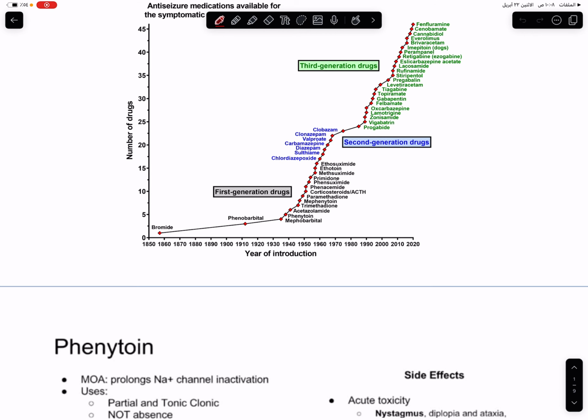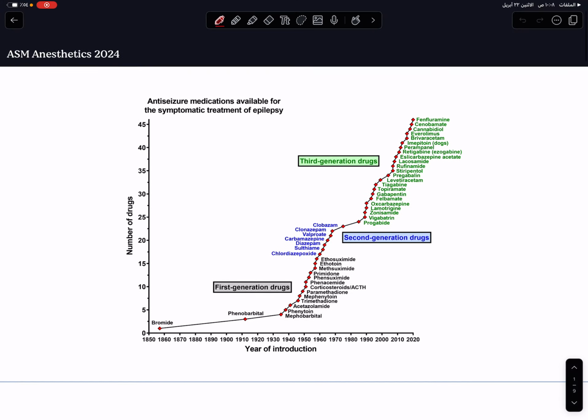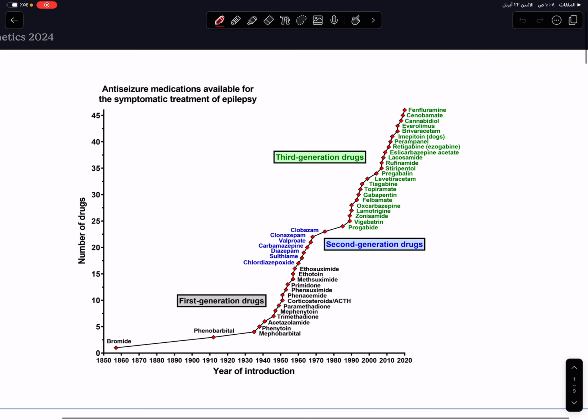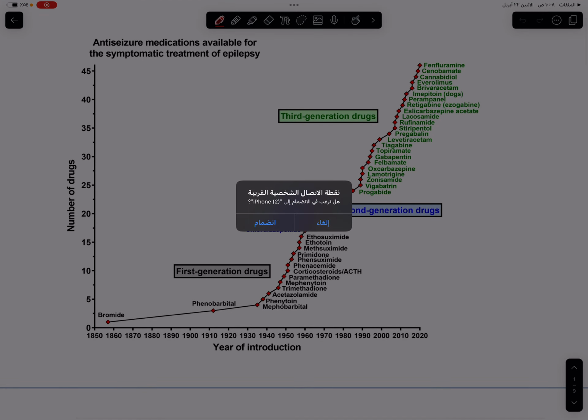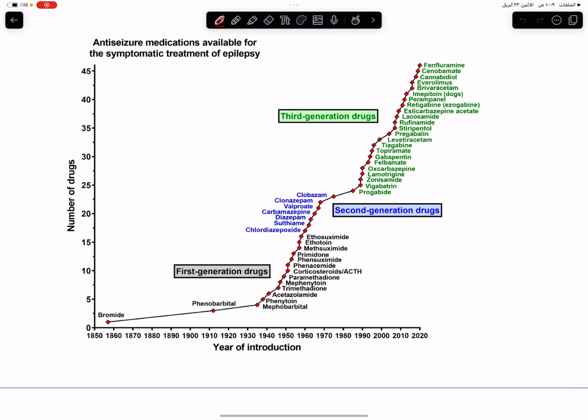Our focus will be on the two important drugs. There are very many. You see a very long list. We have first generation, then second generation, and then the third generation. The drugs that you will see in your clinics, because unfortunately epilepsy is not uncommon. You will find patients, especially female patients, suffering from epilepsy. Mostly they will use first generation and second generation anti-epileptic drugs.